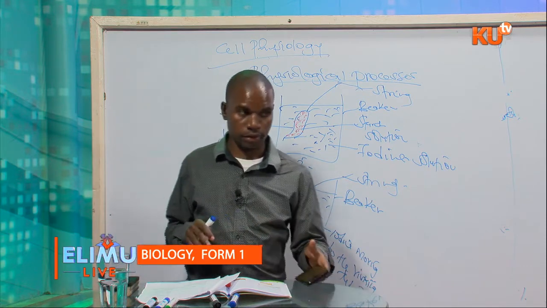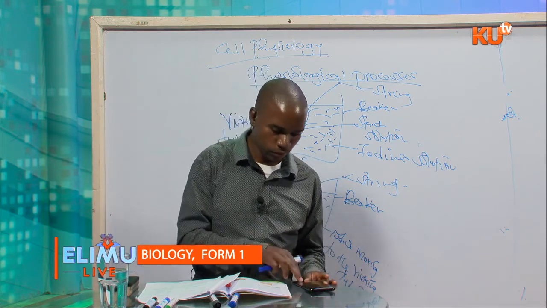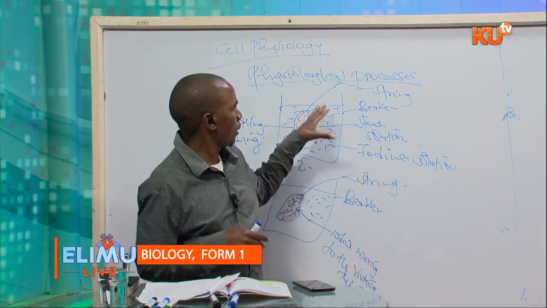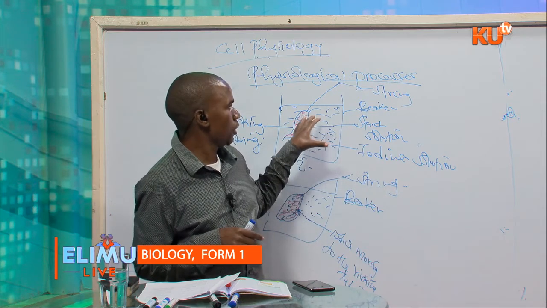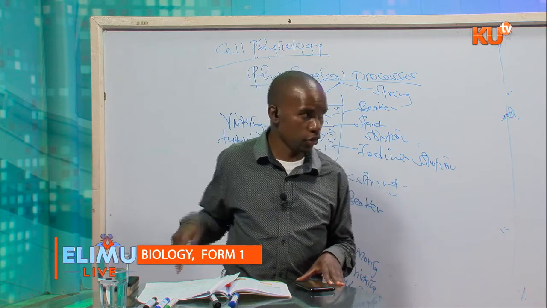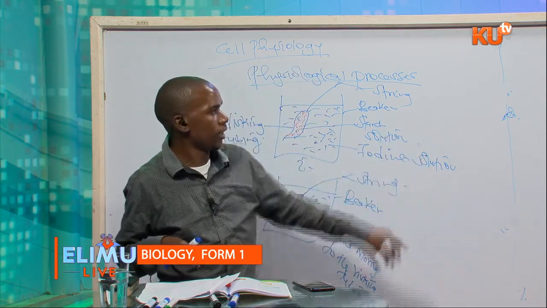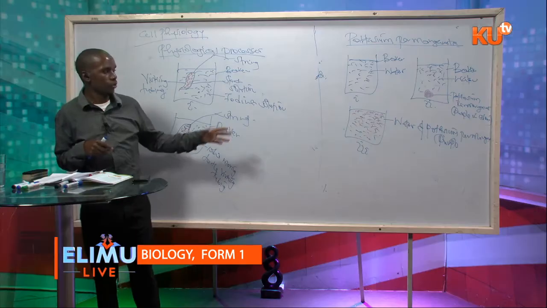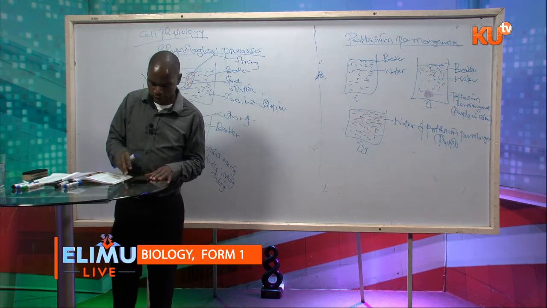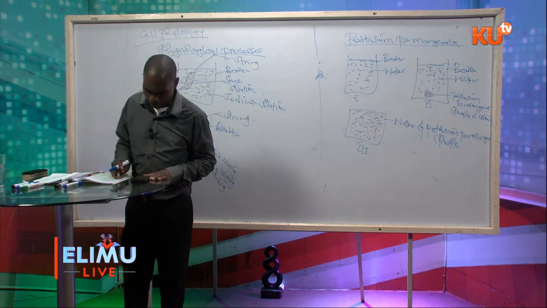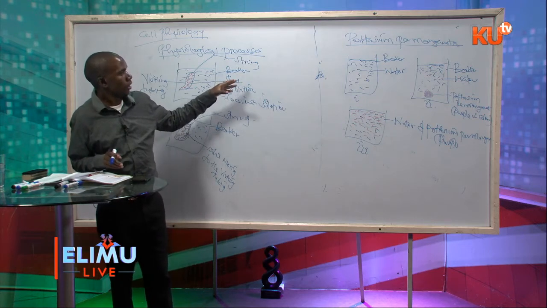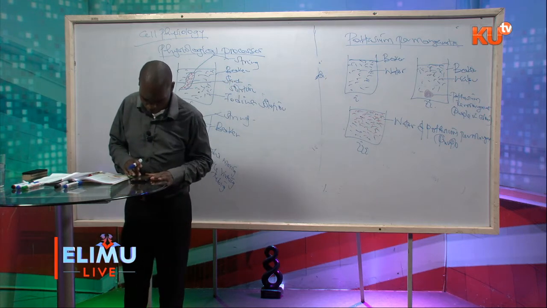Okay. Now, those are the processes, as I've told you. Diffusion is one of the physiological processes involved in the movement of materials, and I've illustrated how it happens in liquids, and I've also talked about how it happens in gases. So that is what we need to know.